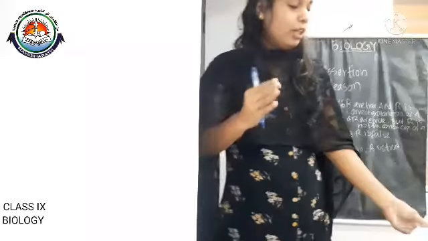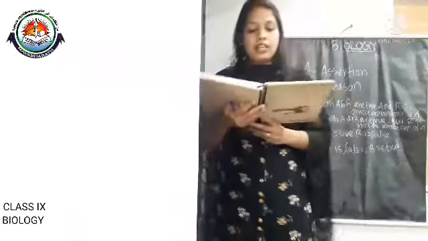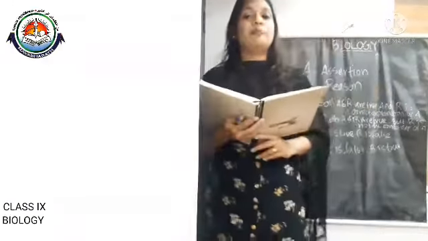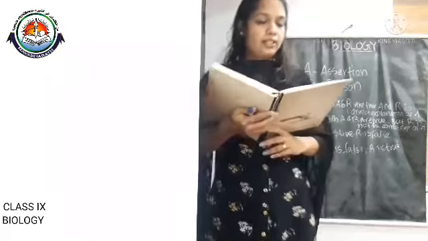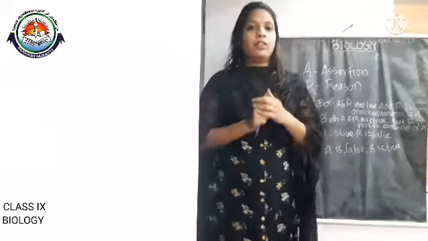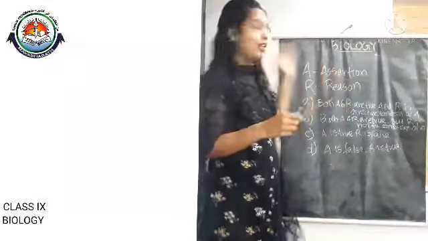Just listen carefully. Assertion: A plant cell bursts if it is placed in water. And I will read the reason: High turgor pressure causes bursting of plant cell. So try to answer the question.